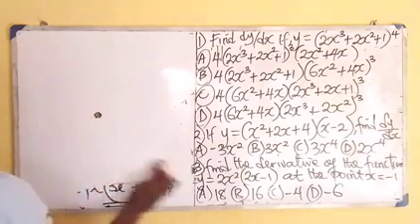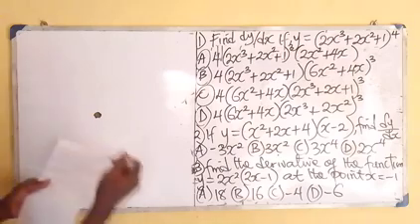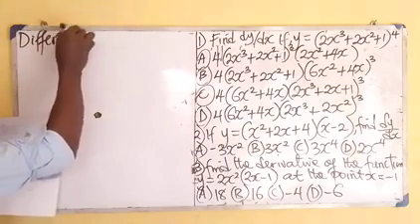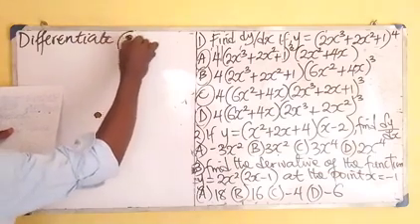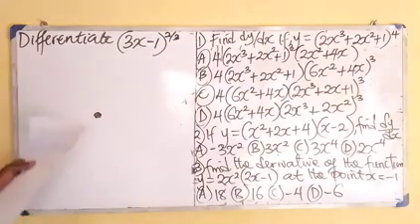Let me wrap up that. I need more space to keep questions right now. Alright. They said we should differentiate 3x minus 1 raised to the power 2 over 3.